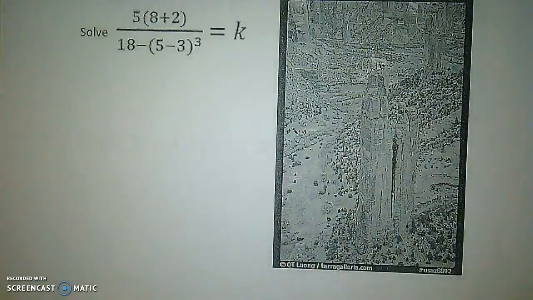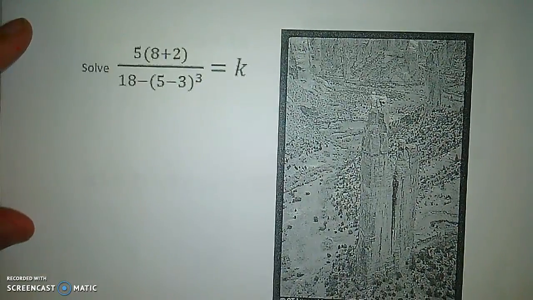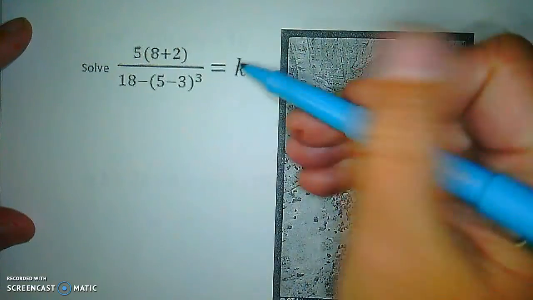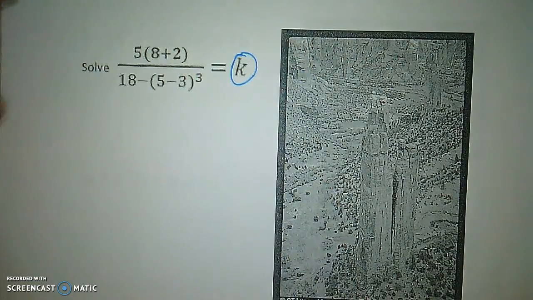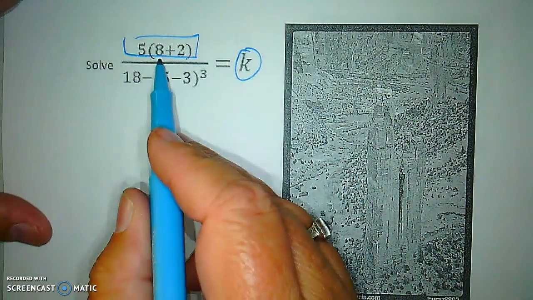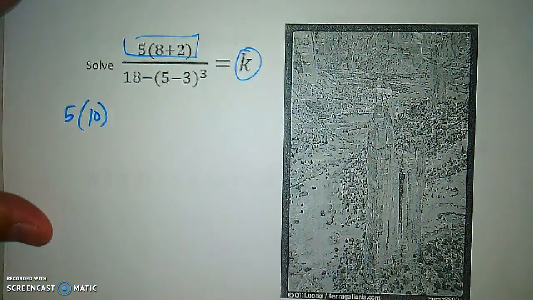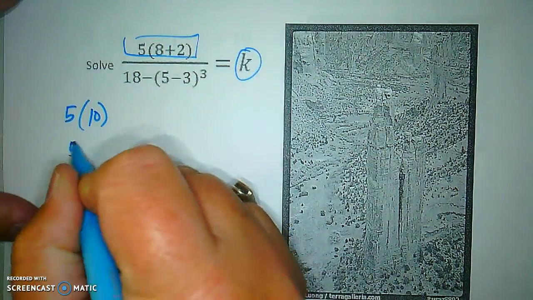Perfect. Then we've got another type of problem. You need to solve for a variable. Luckily, this variable is already by itself. So really, this is an order of operations problem. I'm going to deal with the top first. In the parentheses, 8 plus 2 is 10. And then I do 5 times 10, which is 50.